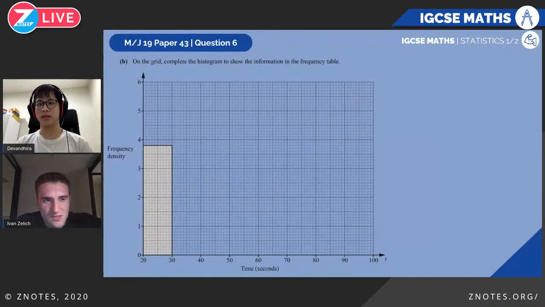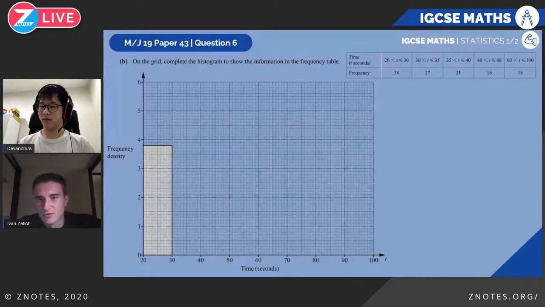Okay, so I think this is our final question. On the grid, complete the histogram to show the information in the frequency table. So we have our frequency table. Again, our standard procedure, we have to figure out frequency density. That's frequency on the interval. So 38 divided by 10 is 3.8.